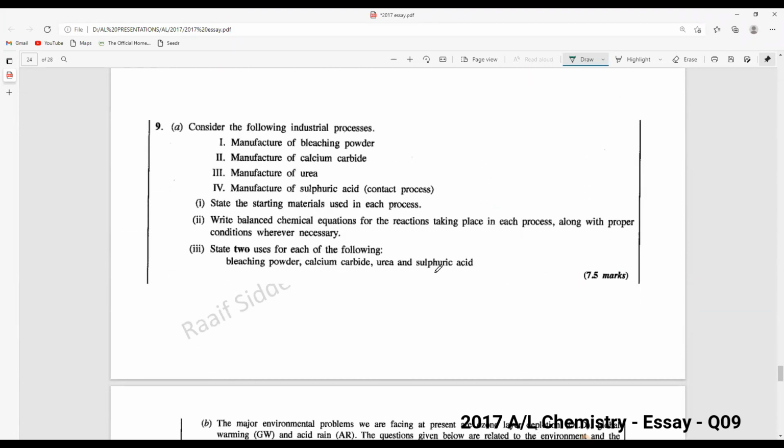Right, so we have to go for question number 9 now. So we will discuss question number 9. This is again an industrial question, so we have to focus on the industries that are present in our syllabus. But at the same time, you have to remember these additional information are also very, very useful. So we will go through it.